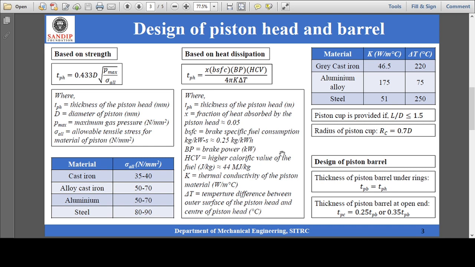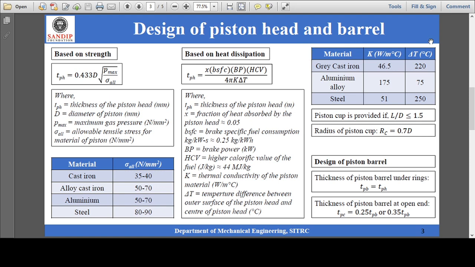BP is the brake power of an engine given in kilowatt. HCV is the higher calorific value of the fuel given in joule per kg. Typically this value is 44 megajoule per kg for gasoline. K is the thermal conductivity of the piston material given in watt per meter per degree Celsius. Delta T is the temperature difference between outer surface of the piston head and center of the piston head given in degree Celsius.